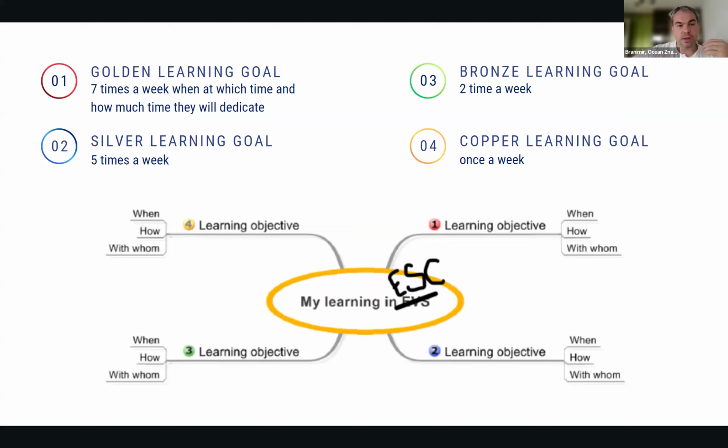Let's switch. The silver learning goal is 5 times a week, the bronze learning goal 2 times a week, the copper learning goal once a week. And to make it easier to achieve these learning goals, they can talk and decide when they're going to do it, how they're going to do it. Is it with another person? Is it online? Is it going to a course, whatever? Then with whom? Who's going to be their accountability body? Who's going to support them in this process? So we try to make it very concrete and very clear.